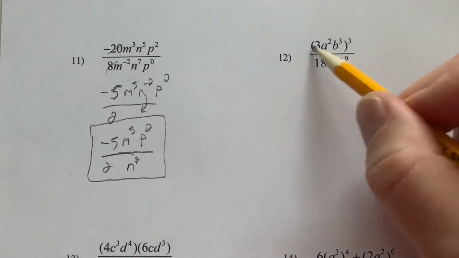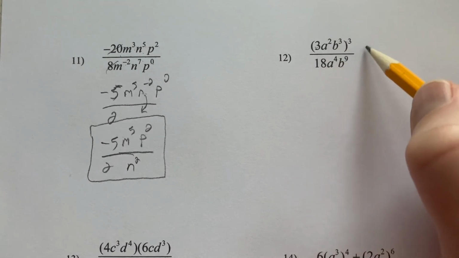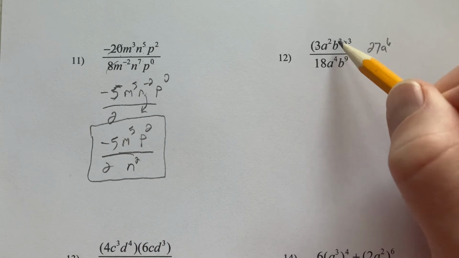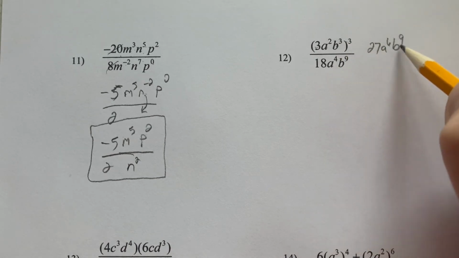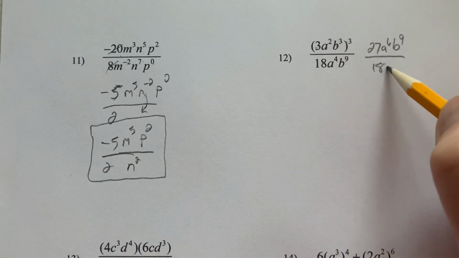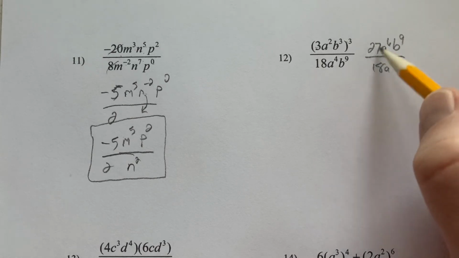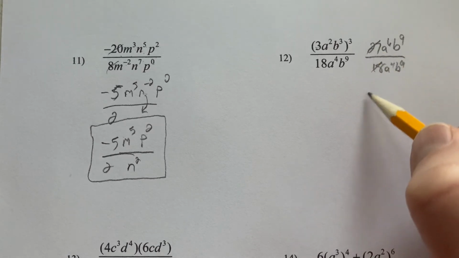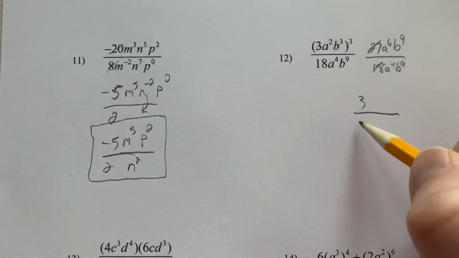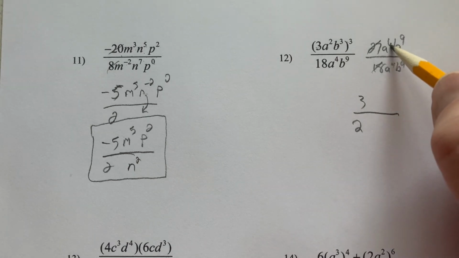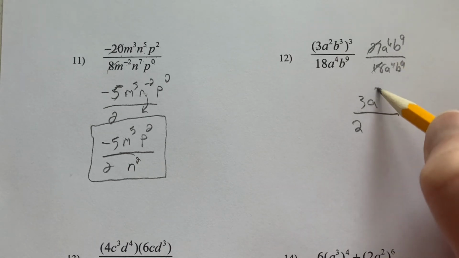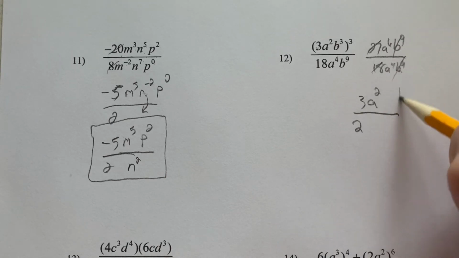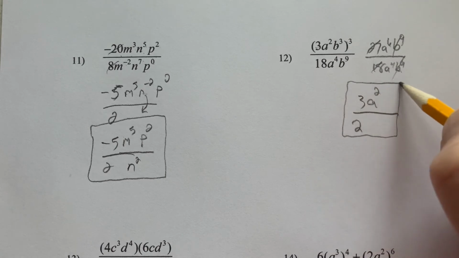On number 12, we want to cube this, so we want to go 3 times 3 times 3, that's 27. A squared would be a to the 6th. B cubed would be b to the 9th. Okay. Over 18, a to the 4th, b to the 9th. All right, I got to find a number that divides evenly into them. 9 does. So 27 divided by 9 is 3. 18 divided by 9 is 2. 6 minus 4 is 2. 9 minus 9 is 0. Those cancel each other out. They go away. This is our answer then.